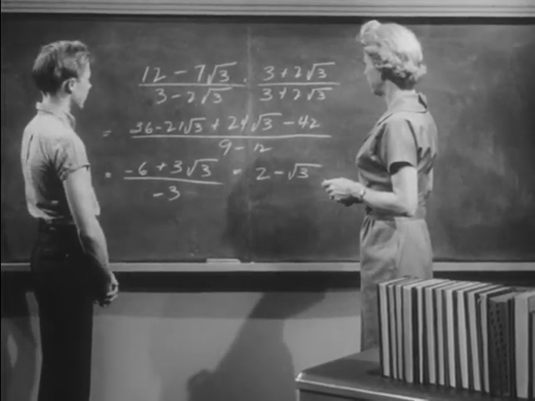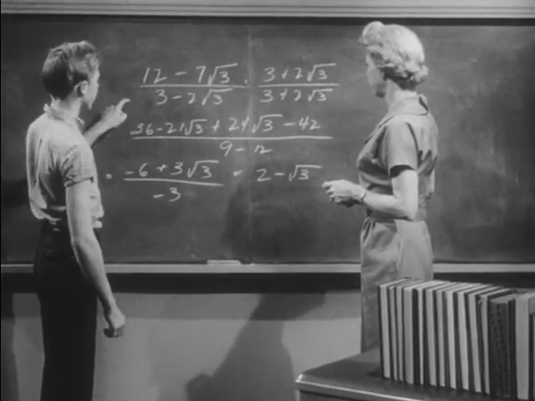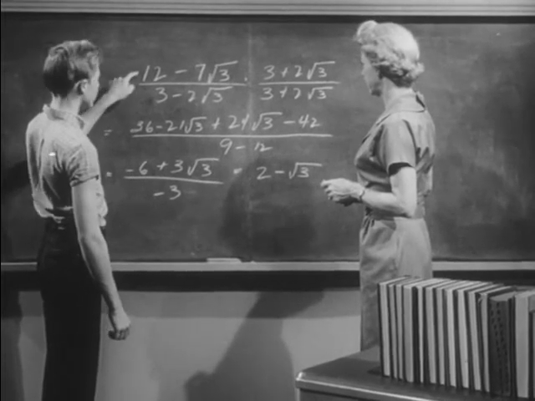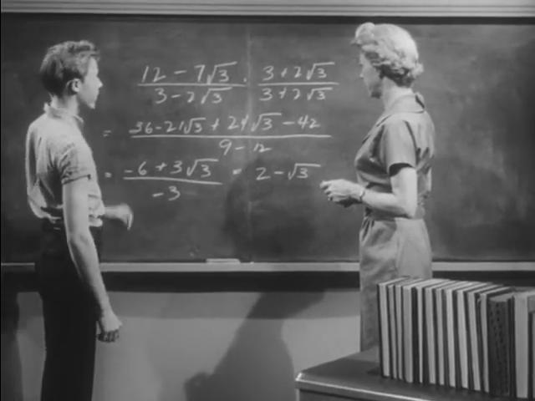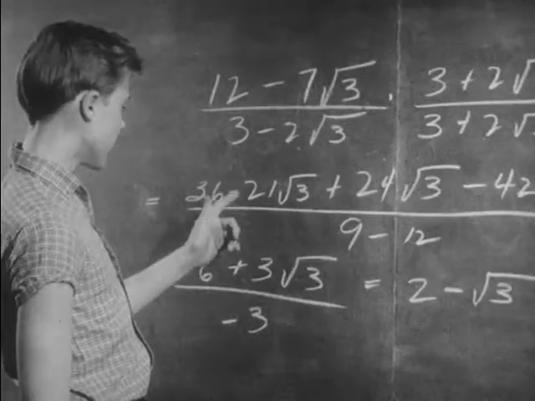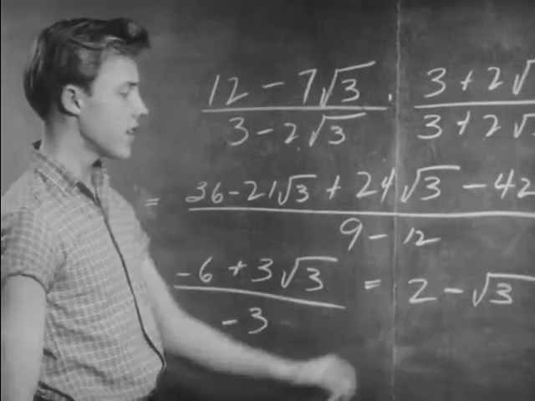But I know what I did, Miss Perkins. I rationalized the denominator of this fraction by multiplying both the numerator and denominator by 3 plus 2 times the square root of 3. Right. And that gave me this, which led to this, and finally this.